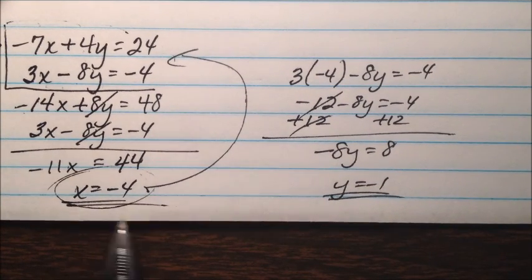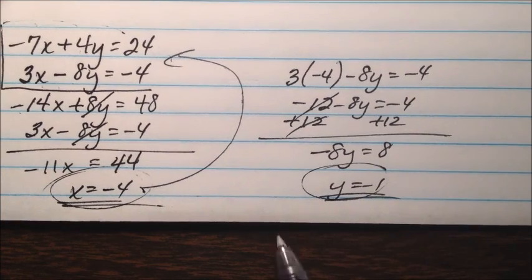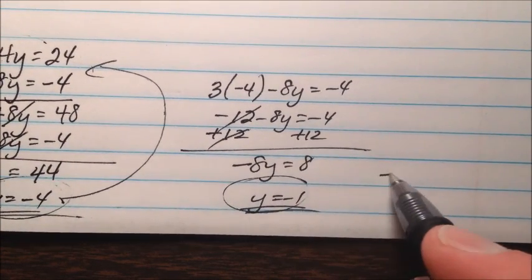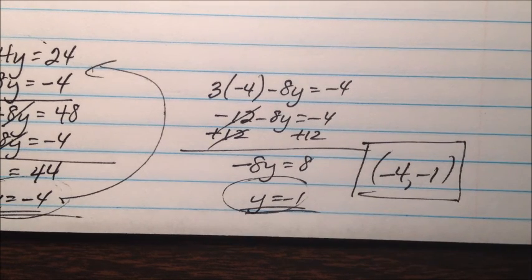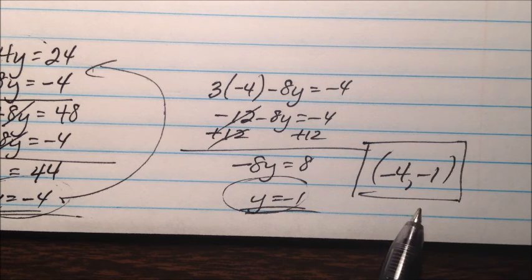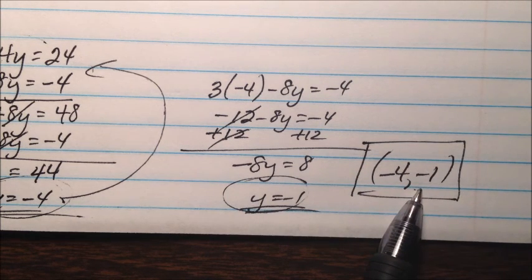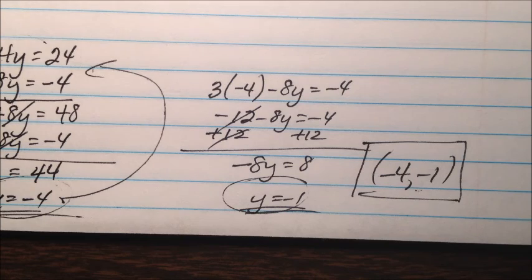So again, I have this x value and y value, so I can make an ordered pair out of it. It looks like my answer will be (-4, -1). And that's an ordered pair, meaning that these two lines will intersect at one place, and the place where they intersect is this ordered pair, (-4, -1). And if I was going to classify this system, it would be consistent and independent.